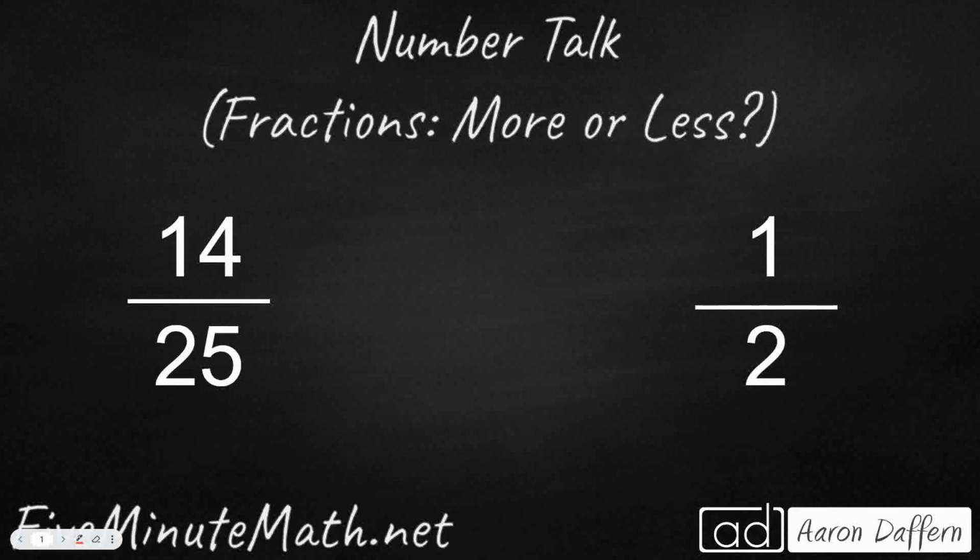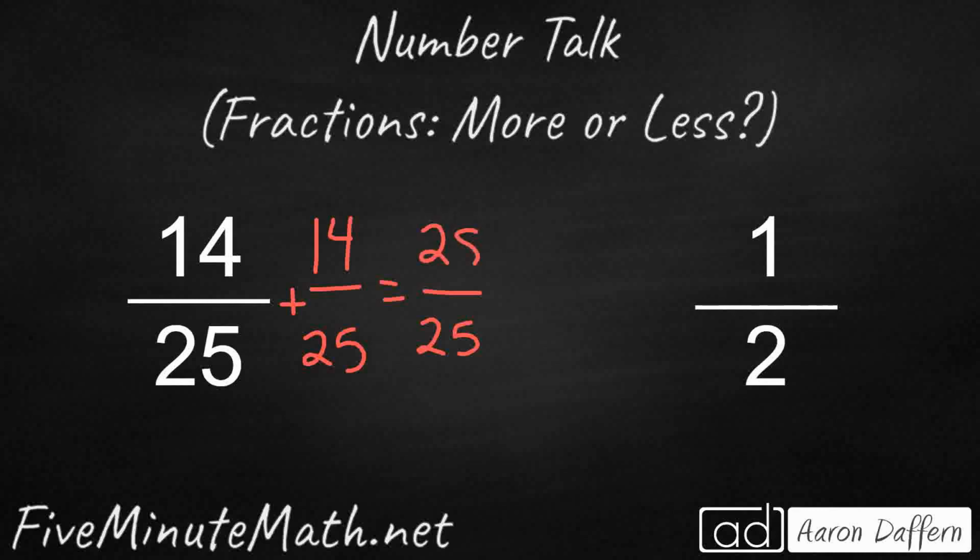Well, one way to think about this would be, what happens if we double this fraction? When I say double this fraction, I mean I'm just going to add it to itself. Remember, when we add fractions, we need to have the same denominator, and then when we add them, the denominator doesn't change. It's simply the unit that we're using. We're using 25ths. So 14/25 and another 14/25 is going to make 28/25.